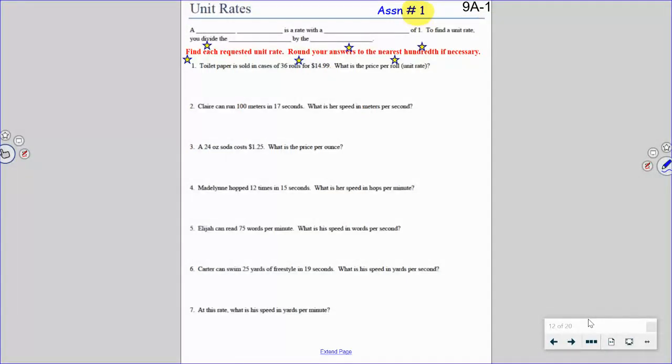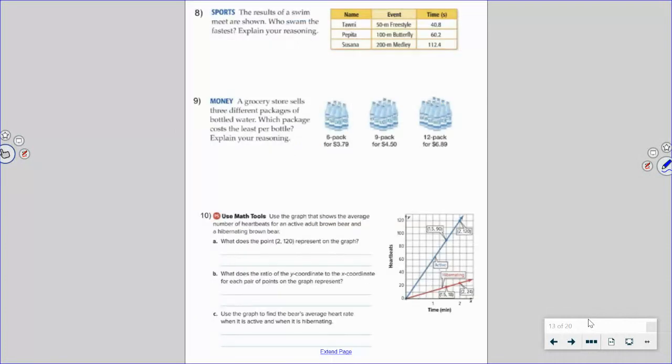Once again, I'm going to reiterate that if it is necessary, please do round to the nearest hundredth, front side and back side to this assignment.